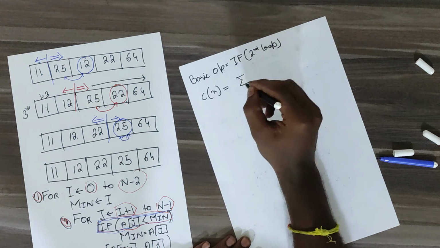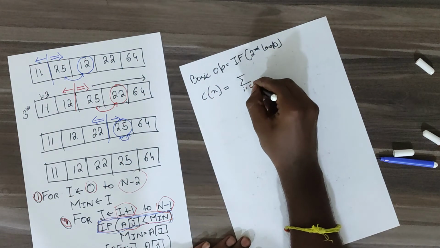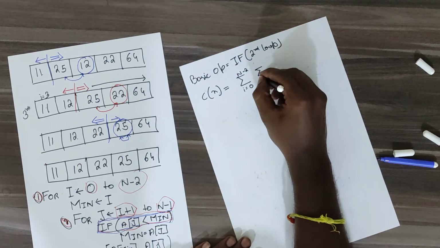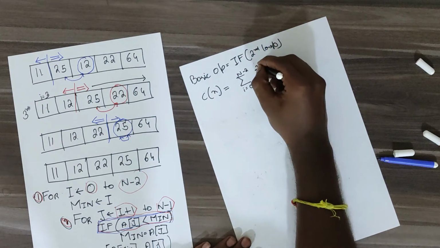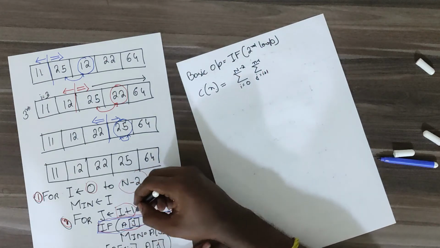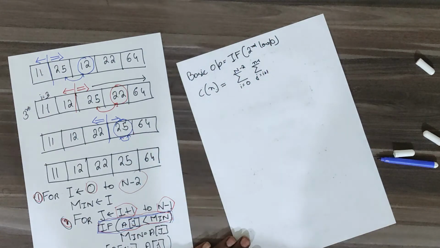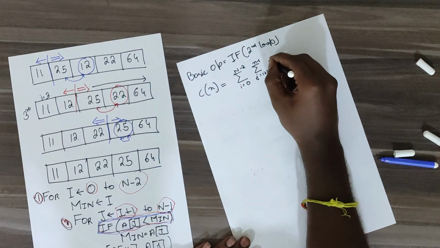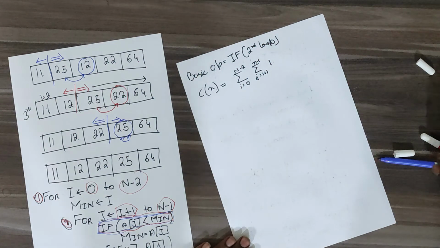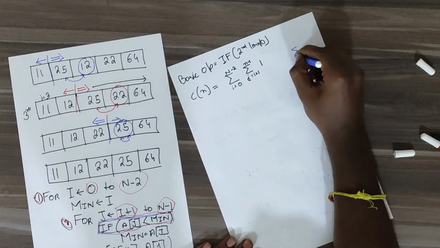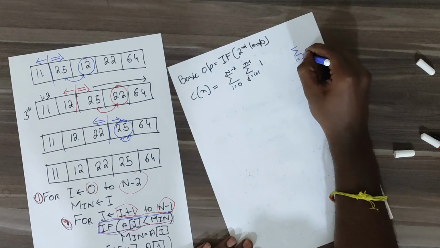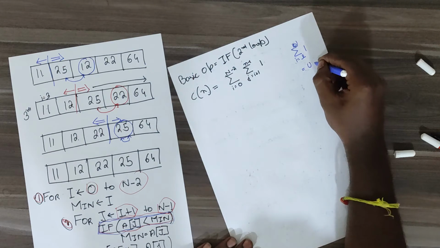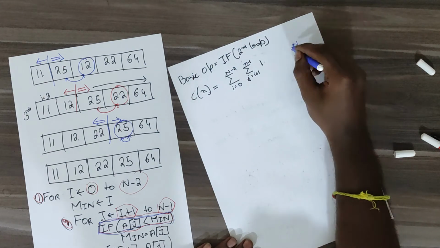So that is nothing but sigma i running from 0 to n minus 2, followed by another sigma where j is running from i plus 1 to n minus 1. I have just written the conditions from where to where the loops are running. So these are the loops, and the if statement is running only once inside the for loop. We know the formula: sigma i running from lower bound to upper bound of 1 is equal to upper bound minus lower bound plus 1.